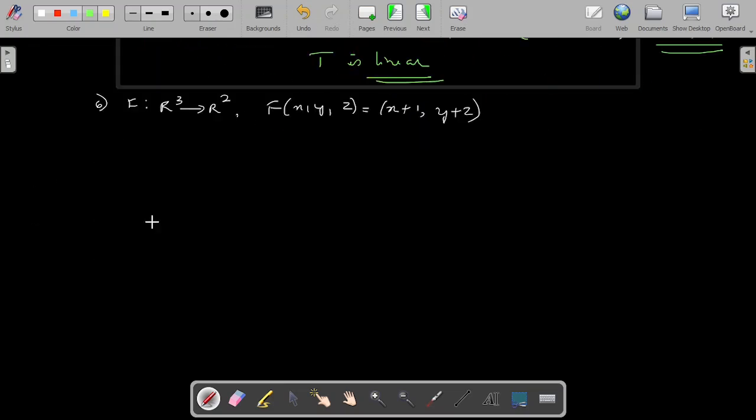Next example, f from R cube to R square. This is the map. So usually this kind of map is a translation. Translation maps are always non-linear.